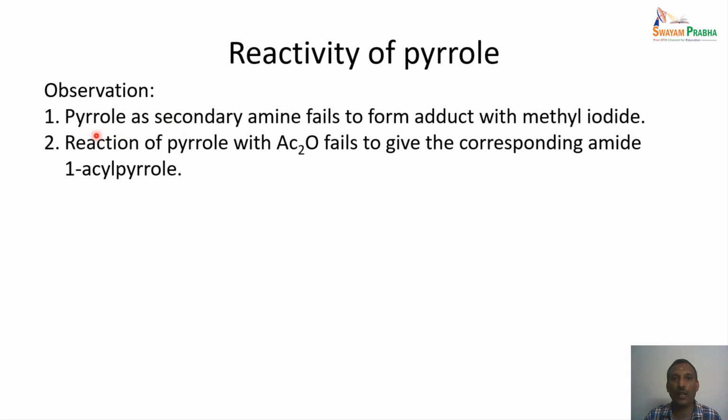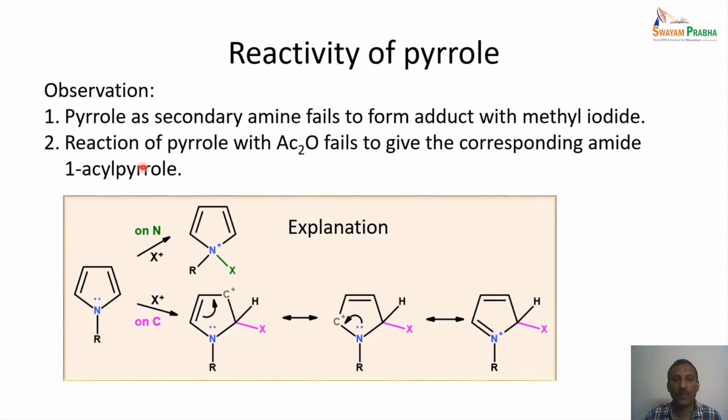So what we generally observed is that pyrrole, even though it is a secondary amine, fails to form adducts with methyl iodide. So no addition product is formed when methyl iodide is treated with pyrrole. Then the second observation is that the reaction of pyrrole with acetic anhydride fails to give the corresponding amide, that is 1-acyl pyrrole. So that means N substitution is quite difficult in the case of pyrrole. So what is the reason for that?